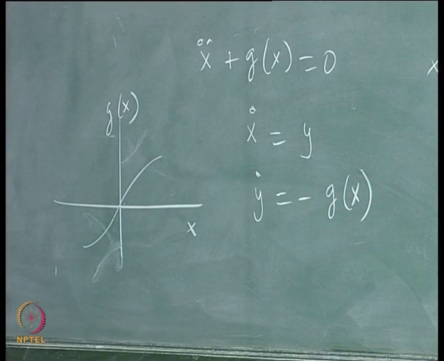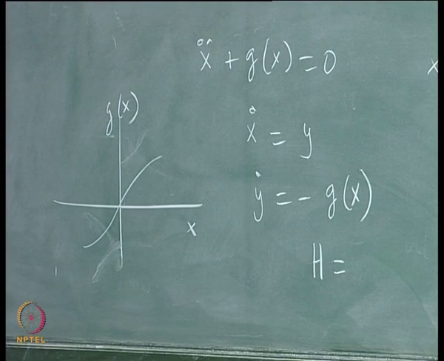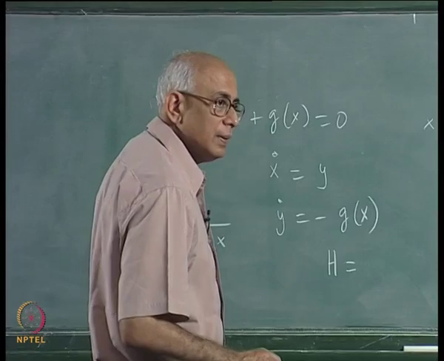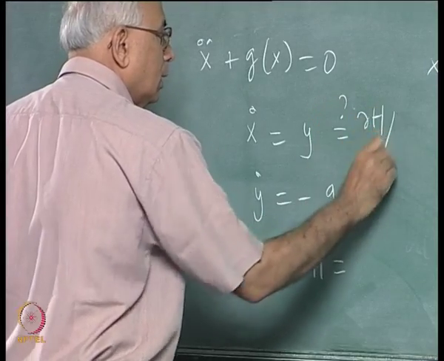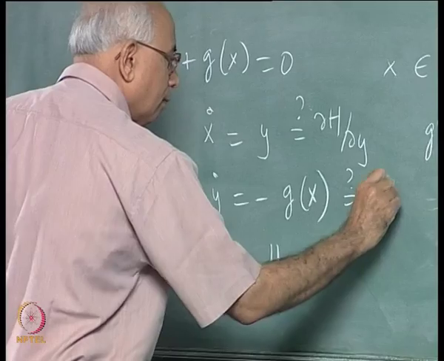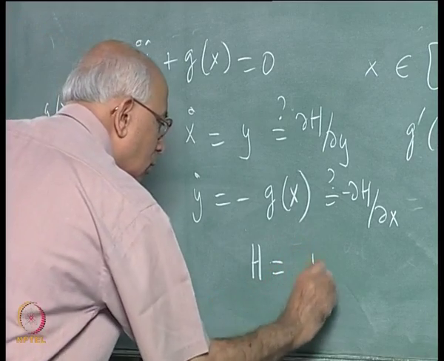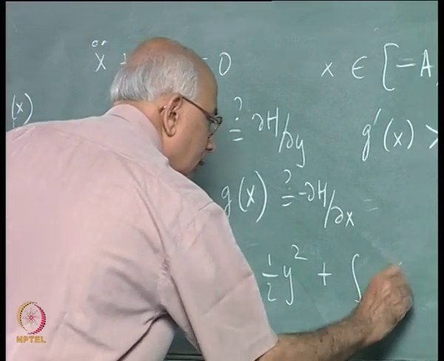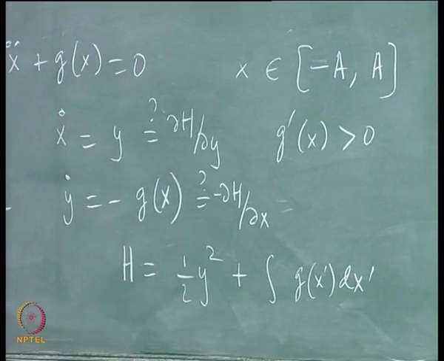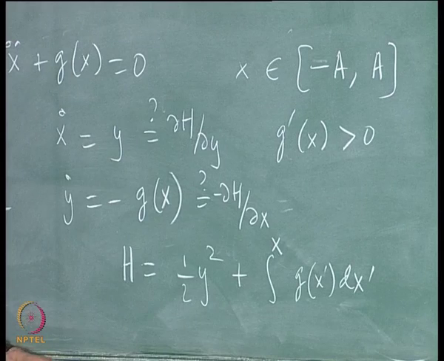Is this a Hamiltonian system? If so, what is H equal to? Yes. What is the Hamiltonian in this case? If I write this for instance as delta H over delta y, what is the Hamiltonian equal to in this case? Yeah, indeed, it is y squared plus an integral in this fashion up to some x. And if you choose a constant of integration appropriately, you could make this 0 onwards.